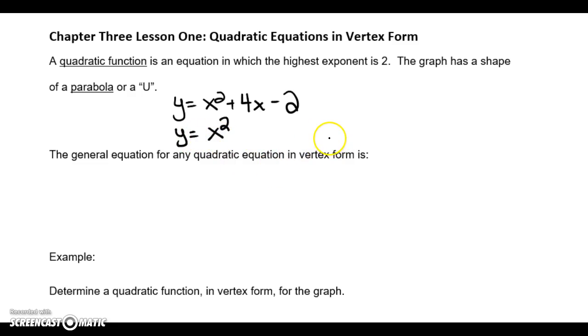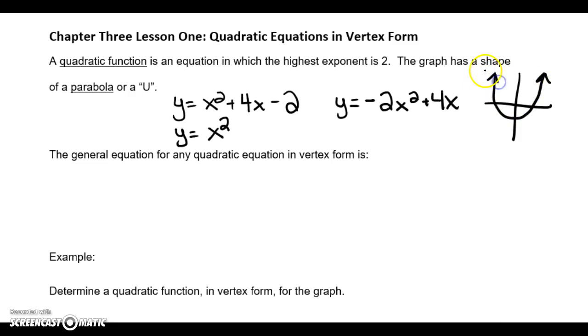You could also have numbers in front of those variables, and that doesn't change whether or not these are quadratic. Say you had negative 2x squared plus 4x. This is still a quadratic equation because we still have that exponent as 2. If we were to look at the graph, I'm just going to do a quick rough sketch here. It could be opening up, where your arrows are pointing in the upwards direction. We could also have one going down, where those arrows are pointing down. So that's opening in the downward direction.